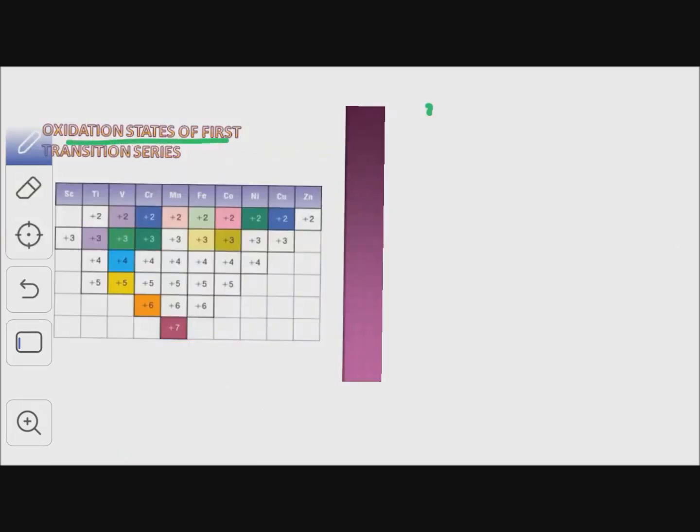Oxidation states of first transition series. In case of first transition series, the most common oxidation states are +2 and +3. These two oxidation states are most common in the first transition series. This is due to the loss of two ns2 electrons and one electron from the penultimate shell, means n-1 d shell.